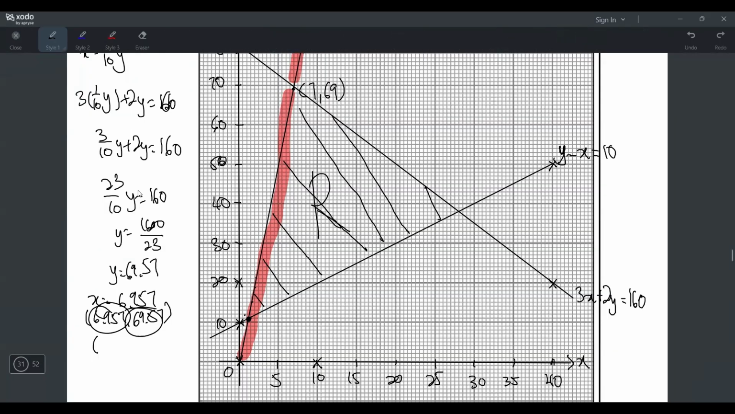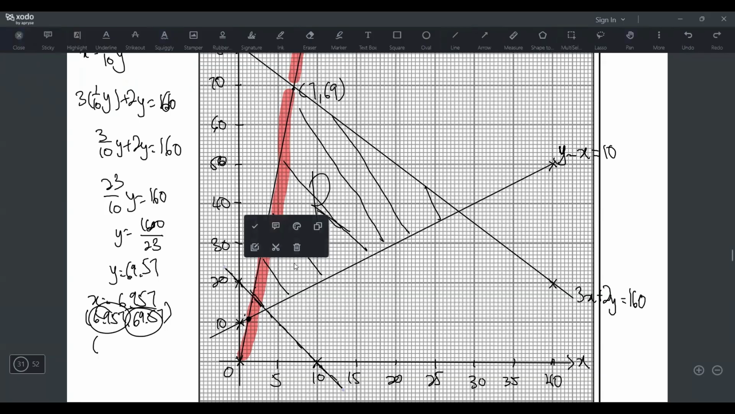Now you have to draw this using a dotted line, or dash line. So draw like this. You have to use a dash line. A dash line looks like this: dash, dash, dash. Garisan yang putus-putus. So garisan putus-putus like this. And then you will write the equation.